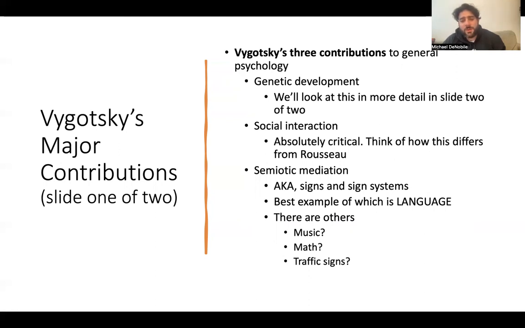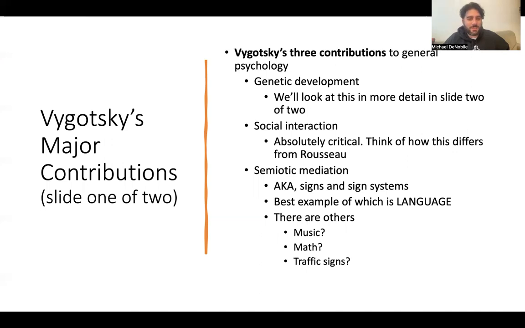Semiotic mediation, also known as signs and sign systems. Language is important here. So think of language not only as verbal language, but there are also different types of languages. So music is a language, math is a language, traffic signs is a language. If you're in the military, sometimes it's flag systems that are used to communicate ideas. In baseball, there's the hand symbols. Sign language is the hand signals and sign language as well.